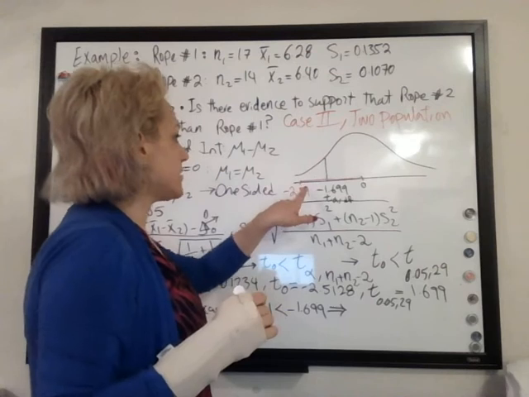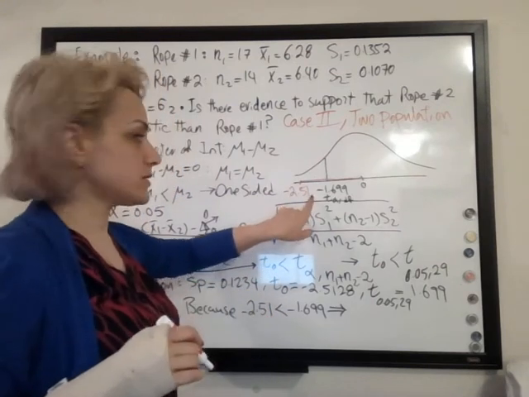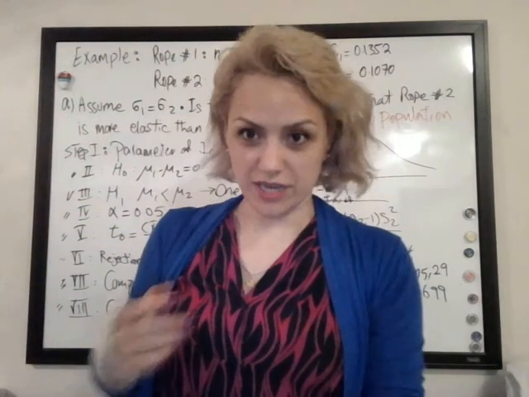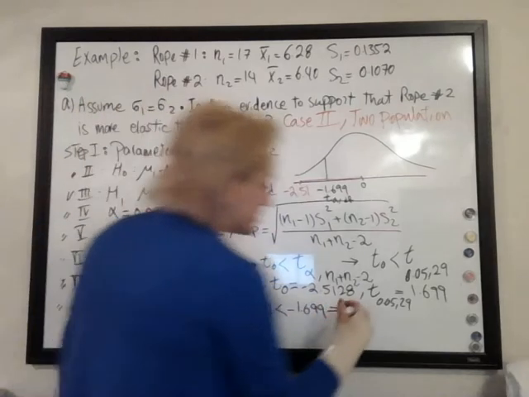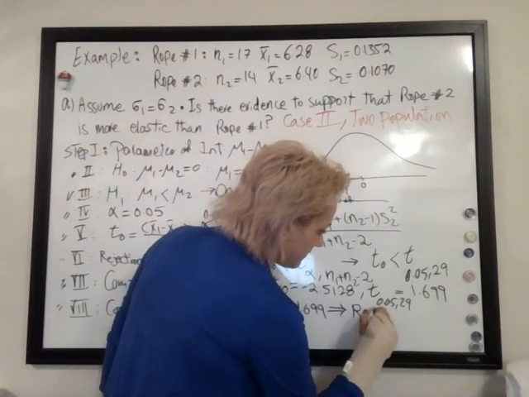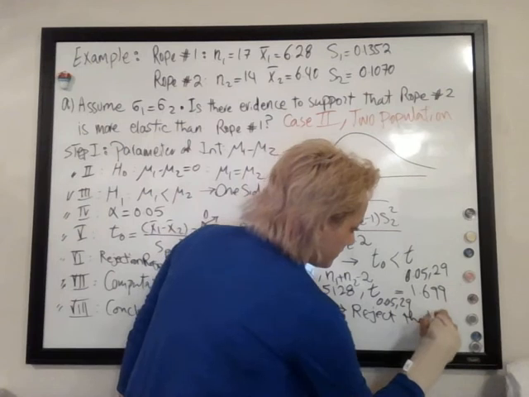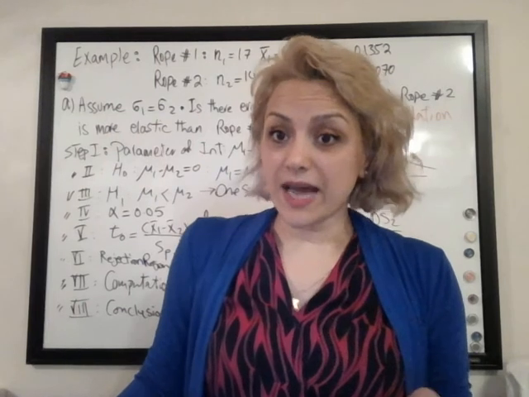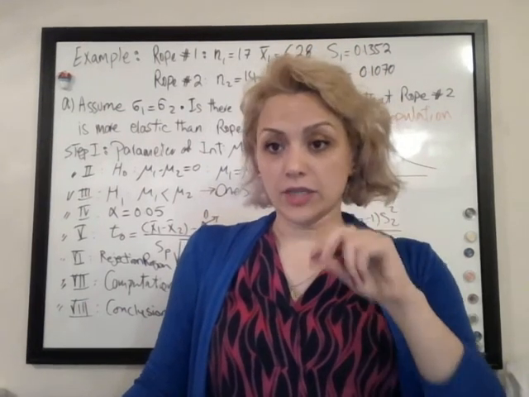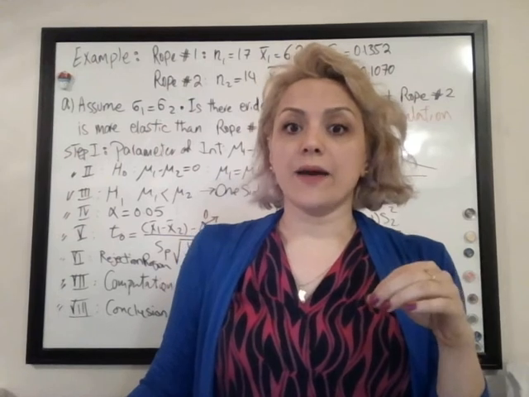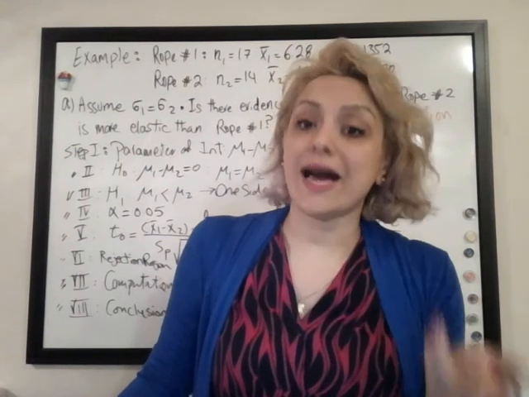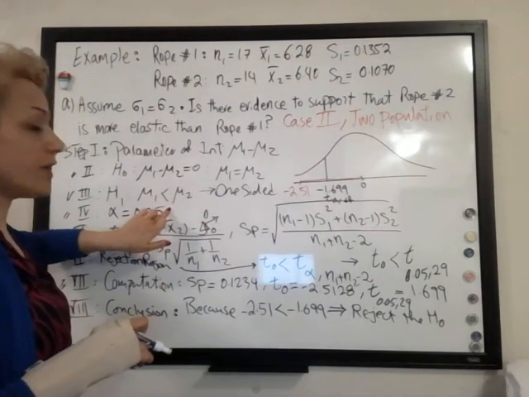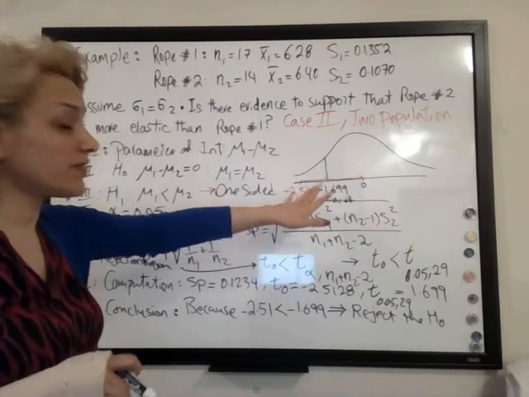Okay. So as I said, I didn't keep the 4 decimals because the difference is a lot. So we are in the rejection region, right? So because of that, we reject the null hypothesis. When we reject the null hypothesis, we can conclude that the rope number 2 is a lot more elastic than the rope number 1. We can conclude it because we rejected the null hypothesis. So we are with the alternative hypothesis, and the difference is a lot.